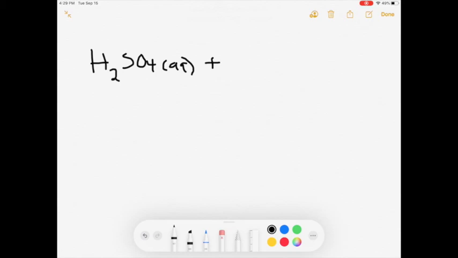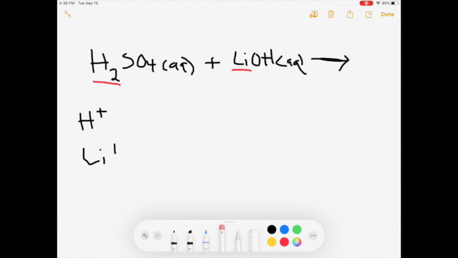Okay, so we have sulfuric acid, and let's do lithium hydroxide. So we have a strong acid, strong base. Okay, so we're going to figure out what the products are. So we're going to take the cations. Those are the cations. So we have hydrogen ion, right? I'm not going to bring that 2 down. The 2's there because of sulfate. And then lithium ion. Okay, now they're going to switch cations. So sulfate is going to go with lithium.